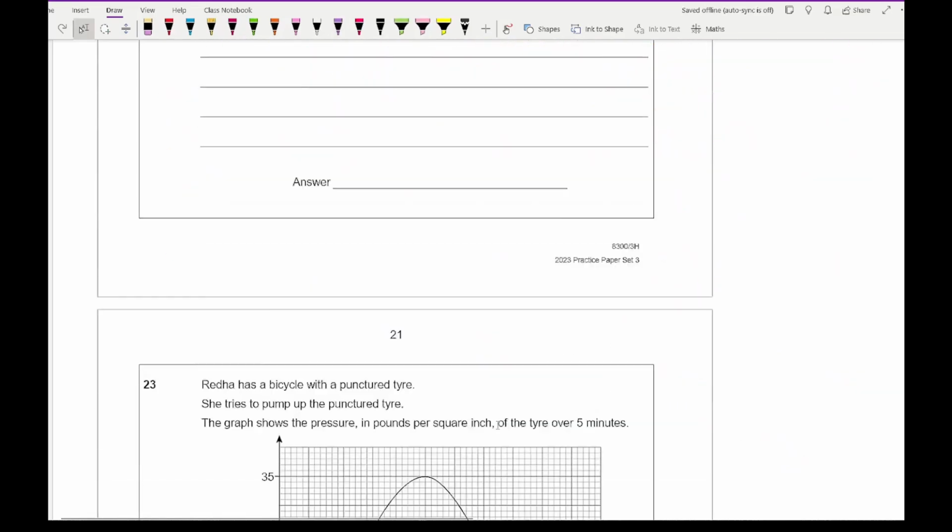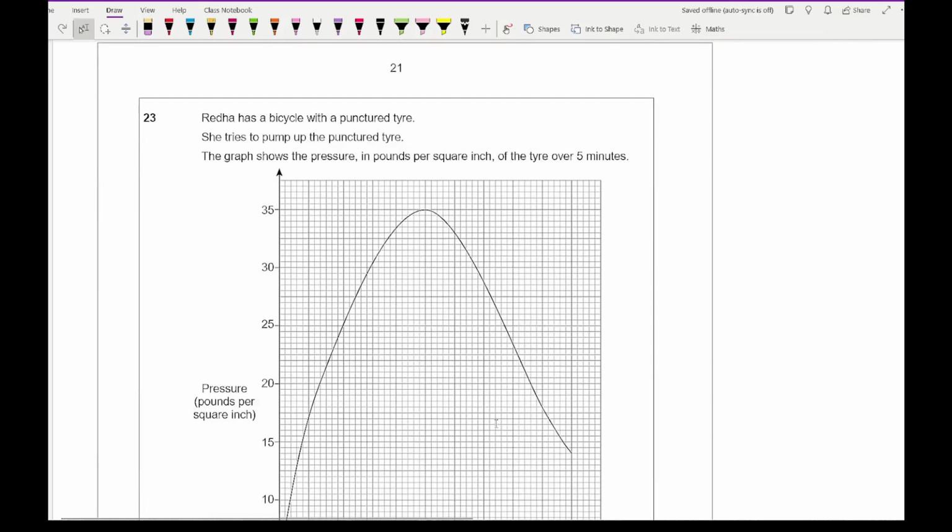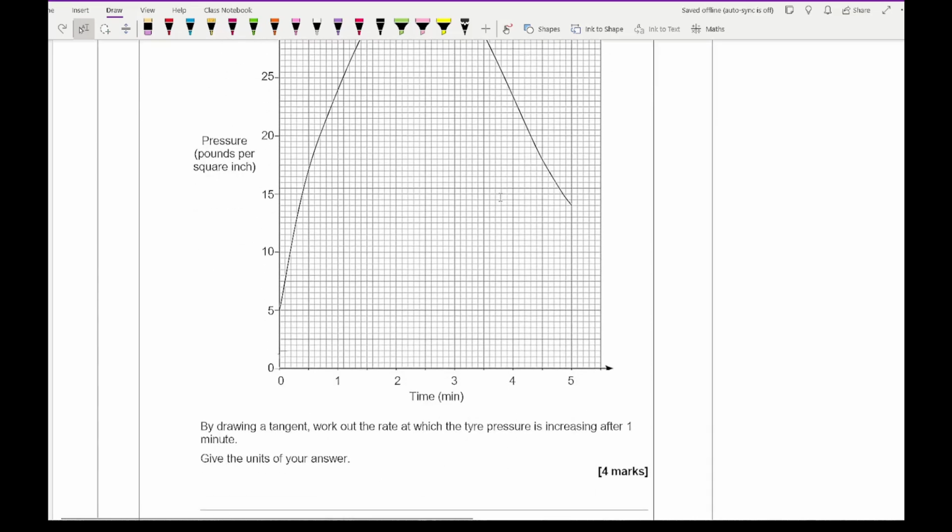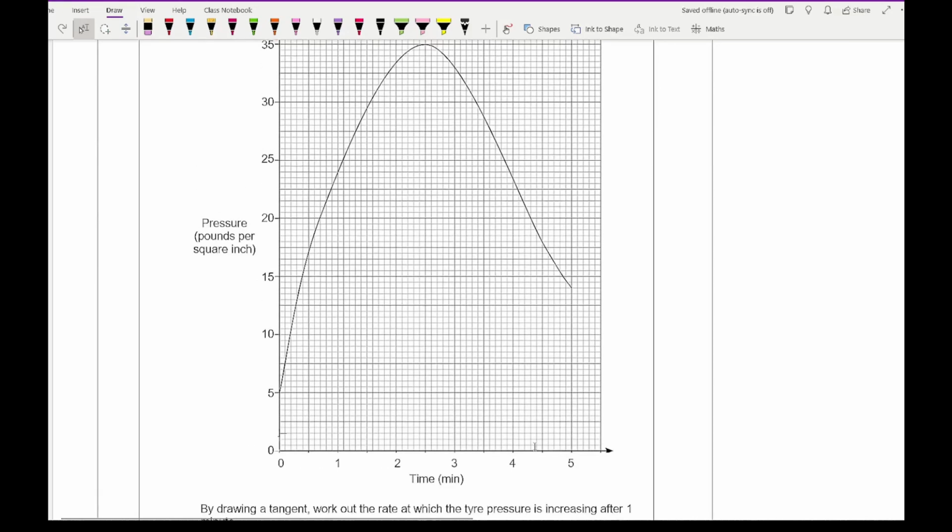There we go. Then moving on to question 23, it says Reda has a bicycle with a punctured tyre. She tries to pump up the punctured tyre. The graph shows the pressure in pounds per square inch of the tyre over 5 minutes. And the question's saying by drawing a tangent, work out the rate at which the tyre pressure is increasing after 1 minute. So what we need to do is find where 1 is, which is here. And then what we then want to do is draw a tangent of that line.